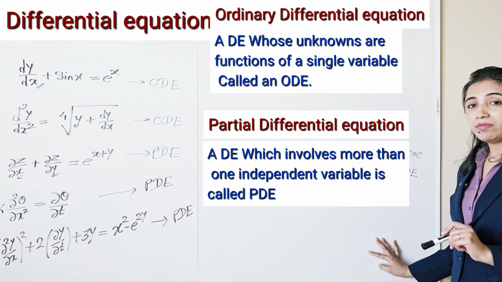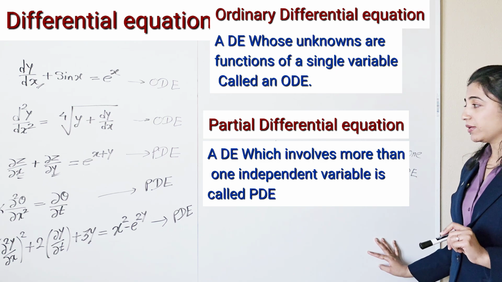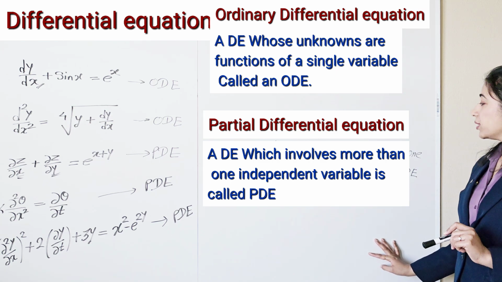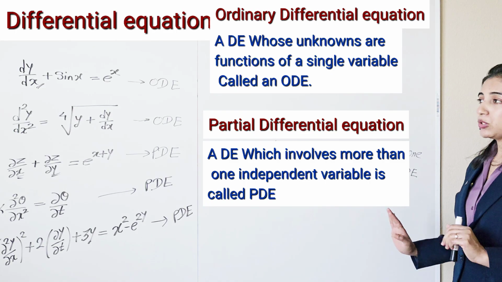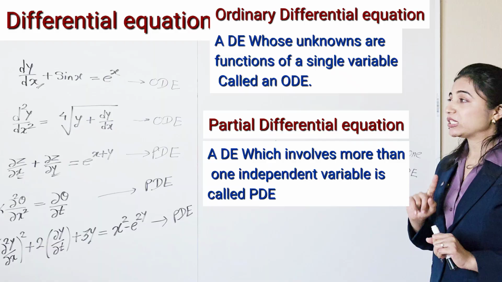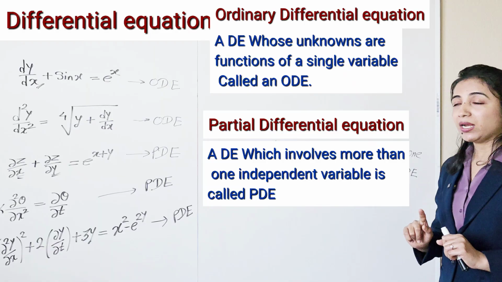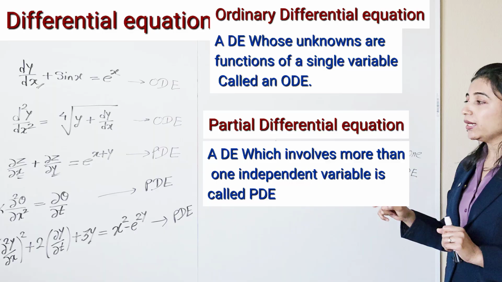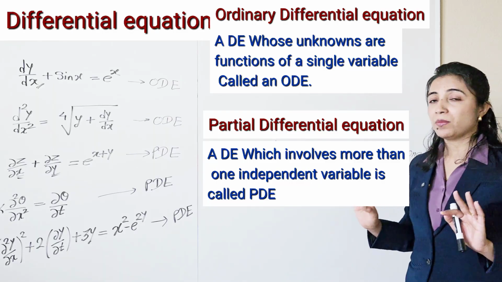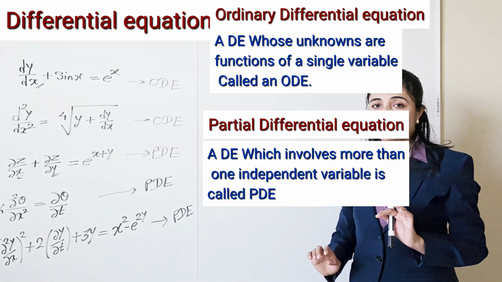Now what is a partial differential equation? A differential equation which involves more than one independent variable is called a partial differential equation. So the simple concept: if a differential equation contains one independent variable, it is called an ordinary differential equation, and with more than one independent variable, it is called a partial differential equation.